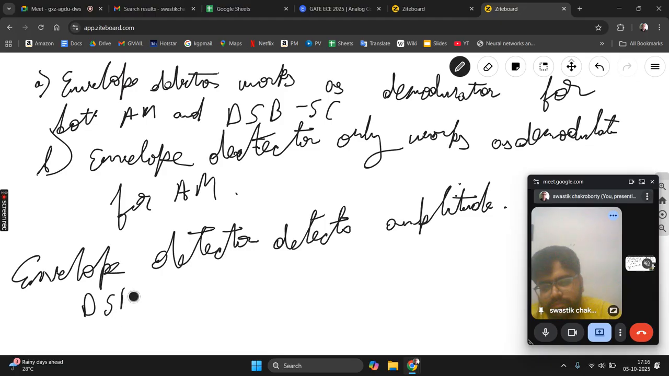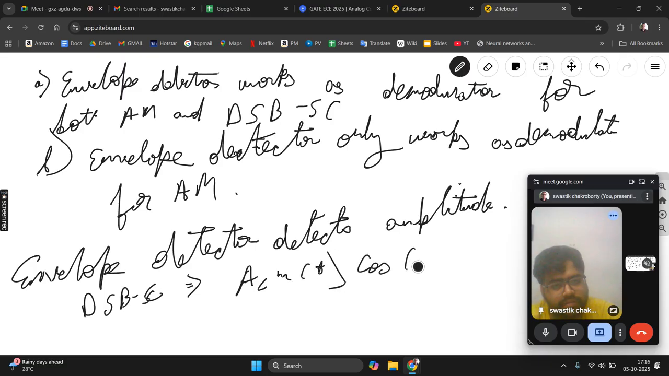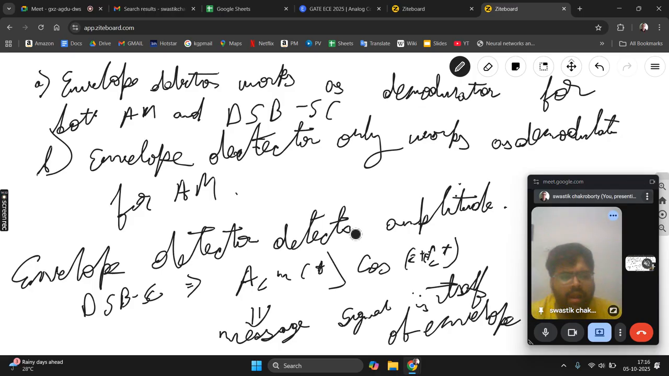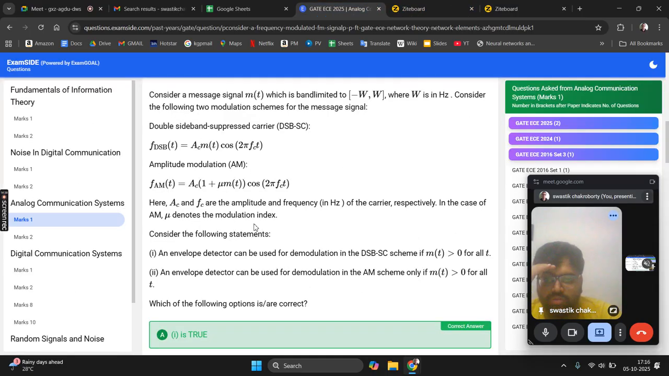So for DSB-SC we can write Ac m(t) cos 2 pi fc t. So the message signal is scaled by Ac. The message signal is itself the envelope, so of course it is a straightforward case of envelope detection. So statement 1 is true.